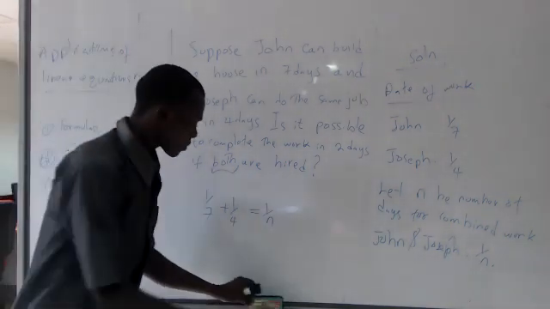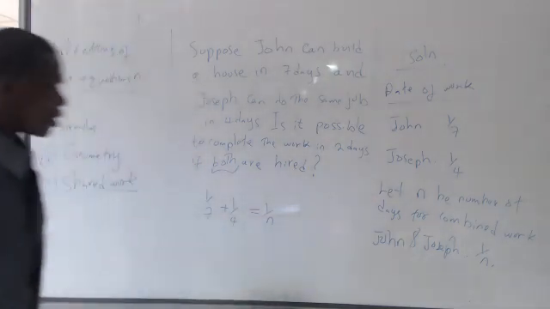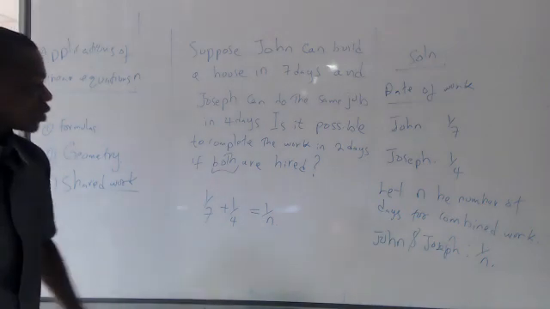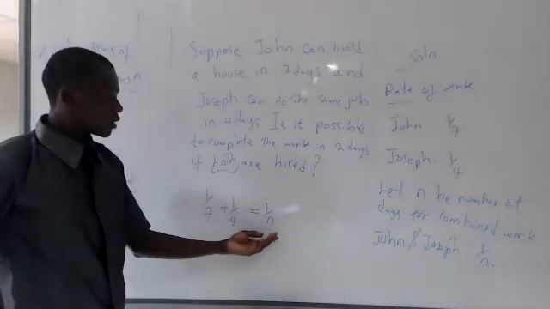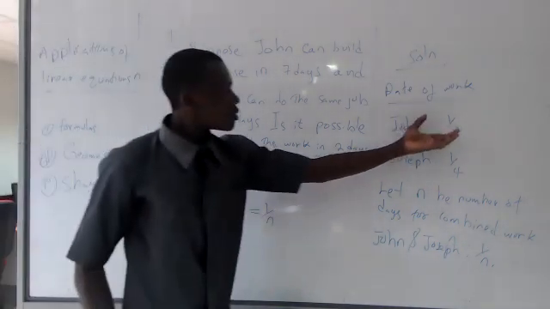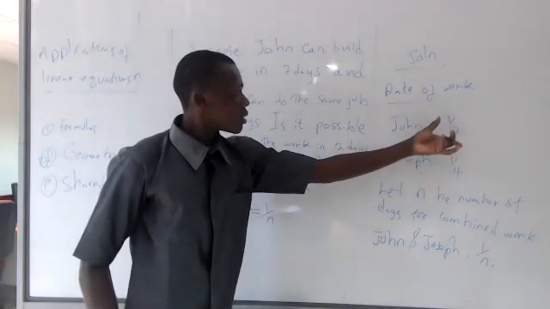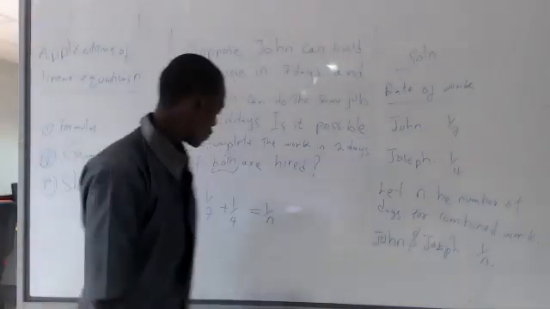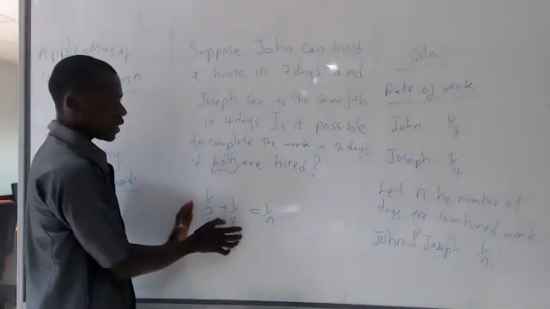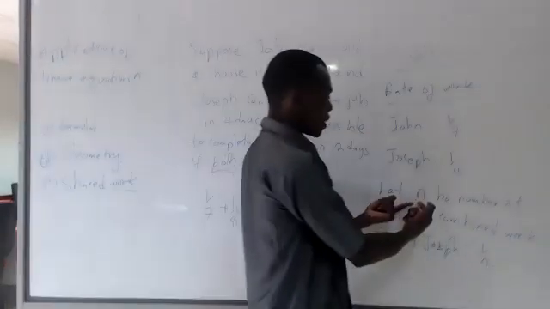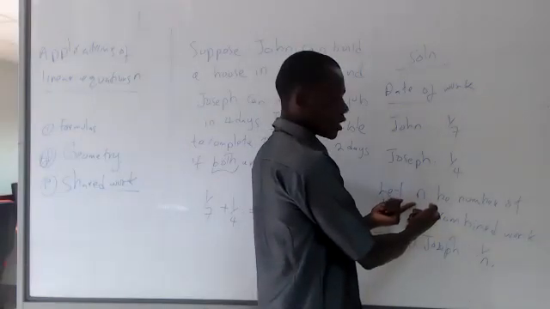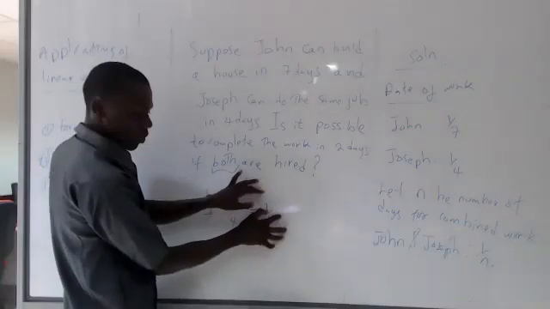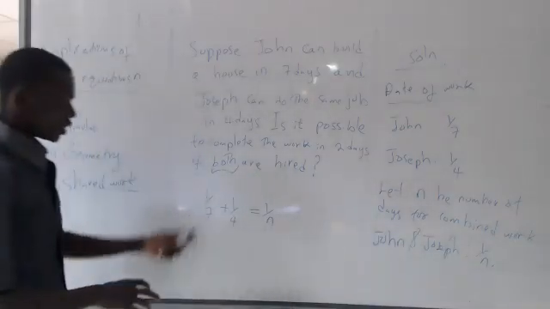Okay. We're looking for this n. We know this will be the combined rate. The rate for John is 1/7, for Joseph is a quarter. So for the combined rate, you just add these two fractions. And if they take n days, then the combined rate should be 1 divided by n, which is what we have here. So this is a fraction.